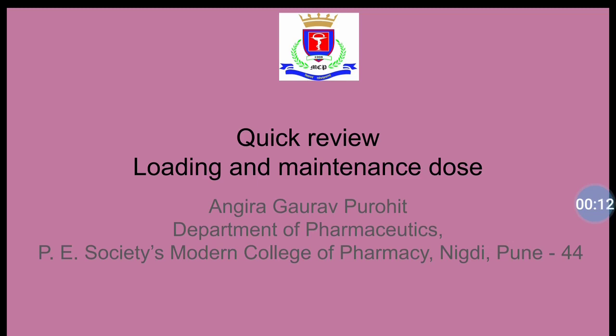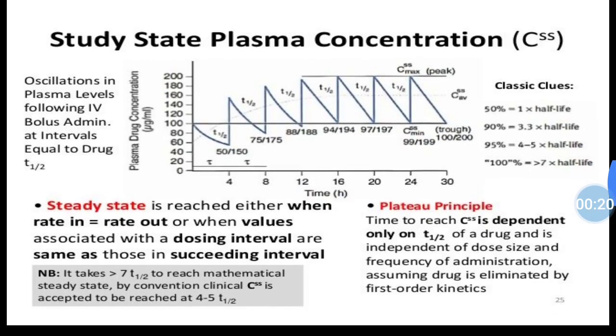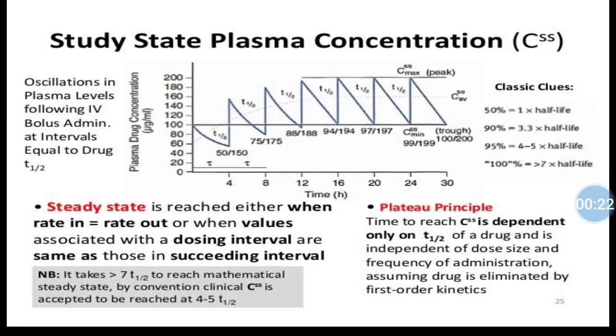In this video, we'll study loading and maintenance dose in brief. This particular graph shows the fluctuations in the plasma drug concentration time profile and the number of half-lives required to attain steady state plasma concentration. Here it is considered that a specific dose is introduced at the elimination half-life of the drug.